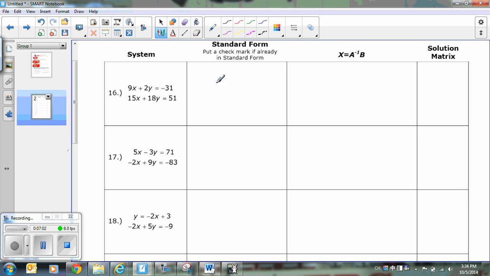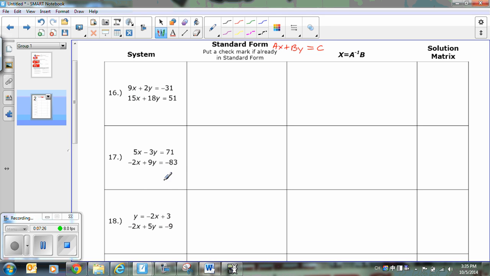Okay, first of all, we need to write the equation in standard form, both equations in standard form if they're not already in that. So just a reminder what standard form is. It is ax plus by equals c. So we need an x term and a y term on the left side in that order, and then a constant term on the right.